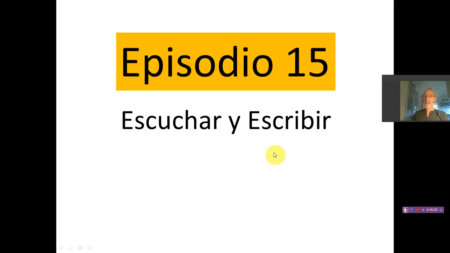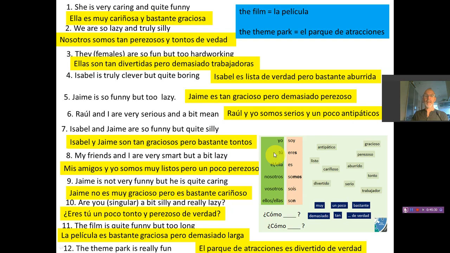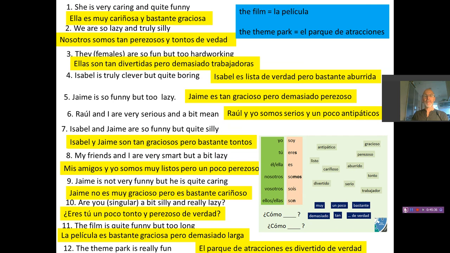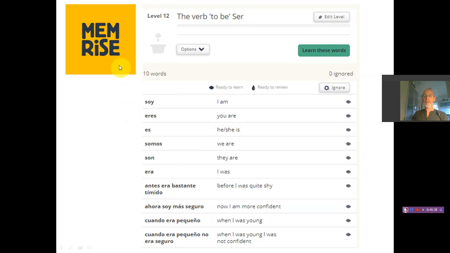That's it for today. We're at the three-quarters of an hour mark. I hope that's been useful. Just a reminder before I go, by the way, that on Memorise and Quizlet, level 12, I think it's level 12, you've got the verb to be, ser. So if you want to practice these forms, soy, eres, es, somos, son. I've actually left the sois, the you plural bit out, because it's hard to remember and you're not really going to use it very much. So soy, eres, es, somos, son. These are the key forms that you will need.